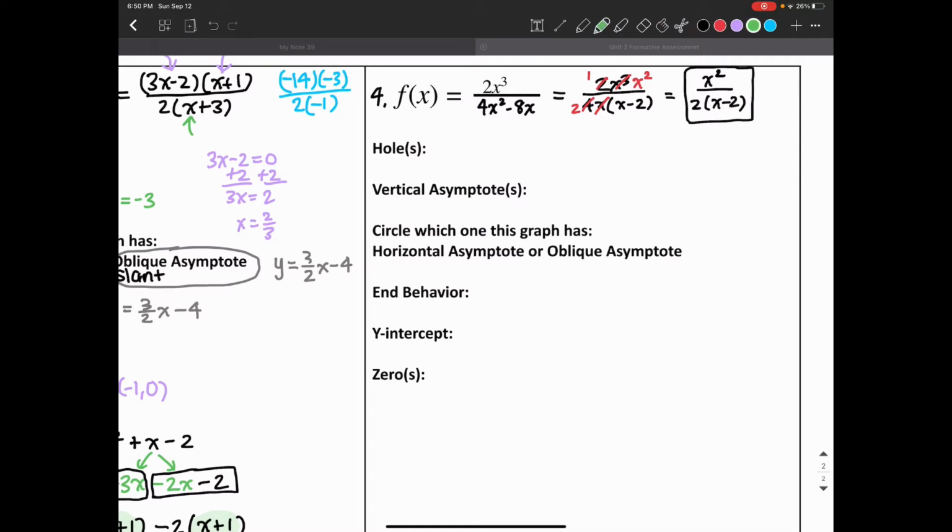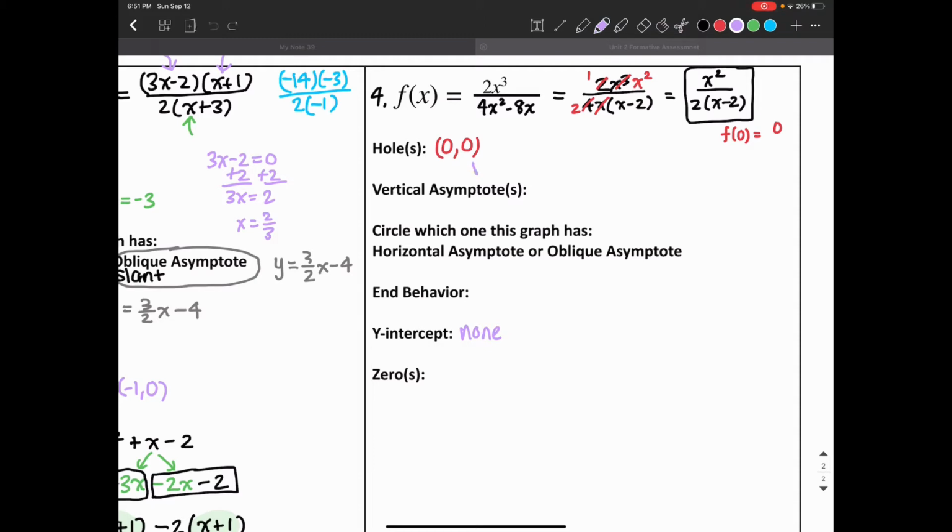So a hole, I do have a hole for this graph at x is 0. When I plug 0 into this function, I have f of 0 is 0. That's all I need to do. I don't need to go from there. I have a hole at (0, 0), which means I don't have a y-intercept. Just FYI, since this would have been my y-intercept, but there's a hole there.